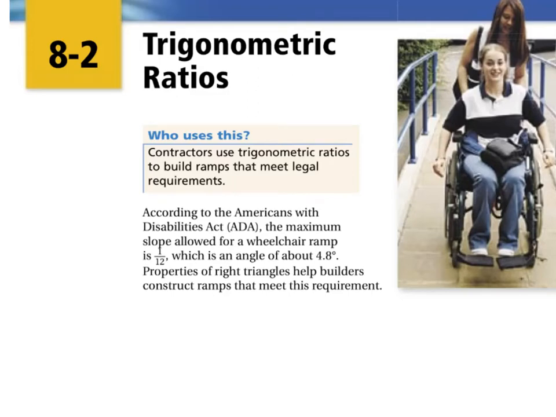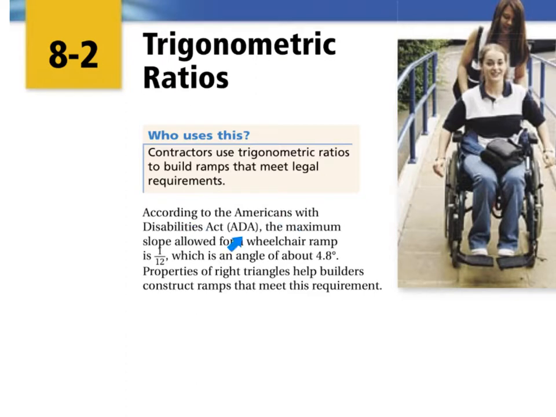In section 8.2, we're starting with trigonometry. Trigonometric ratios are used, actually in real life, for people that are in professions that deal with angles or ramps. In this example here, it says that contractors use trigonometric ratios to build ramps to meet legal requirements.